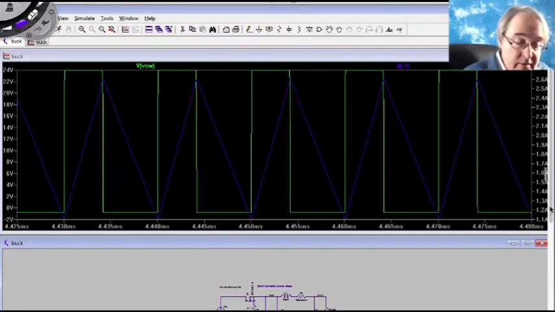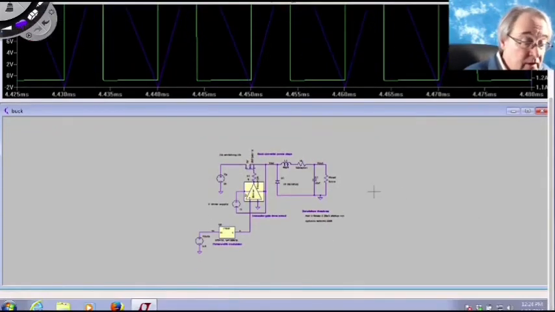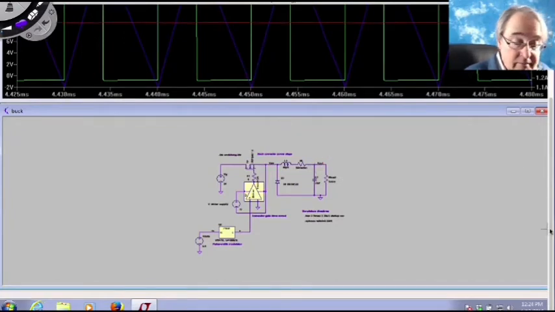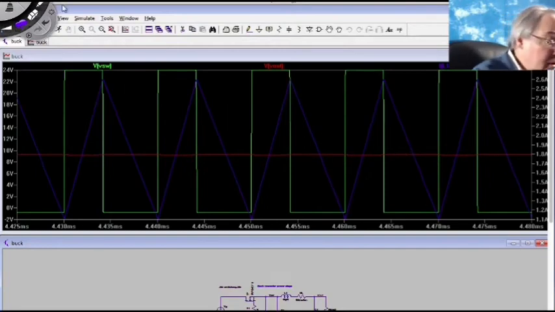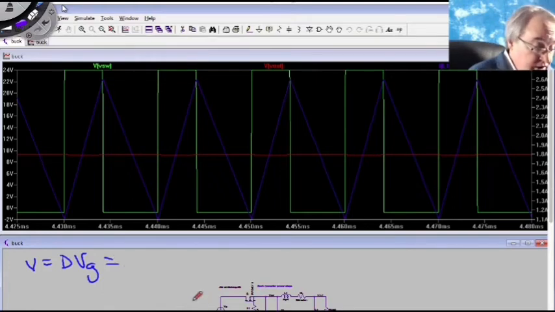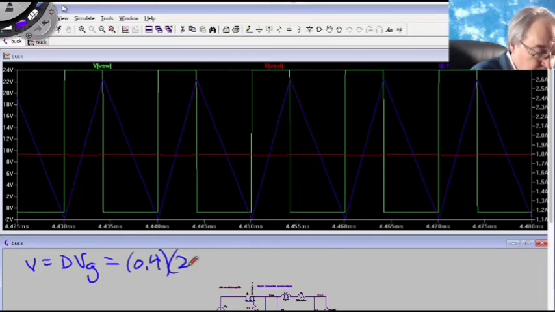Okay, finally we can plot the output voltage. We'll hover the mouse over the output voltage and click. The red line is the output voltage. It looks like it's between 9 and 10 volts. Now we expect the output voltage of the buck converter to be the duty cycle times the input voltage. So V should be equal to D times VG. VG is 24 volts and the duty cycle is 0.4, so 24 times 0.4 is 10 volts.